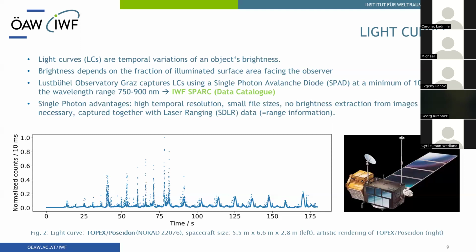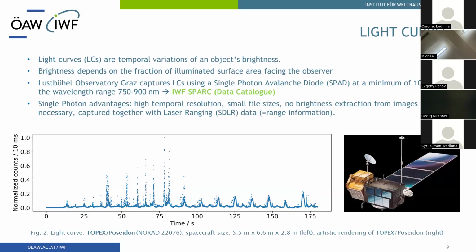Let's have a quick look at what we are actually seeing here. We see some periodic increase and a few very narrow but steep spikes. The light curve you see here is of the object Topex Poseidon. You see an artistic rendering of the object here. The object is rotating with roughly 10 seconds, and we can actually see this here. We have a repeating pattern with a periodicity of roughly 10 seconds. So the first thing we learn here is that we can give an estimate of the rotation period based on the light curve alone.